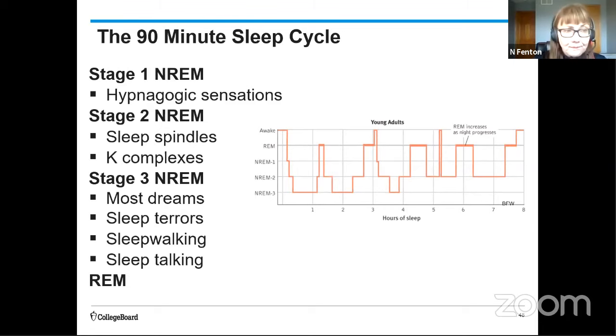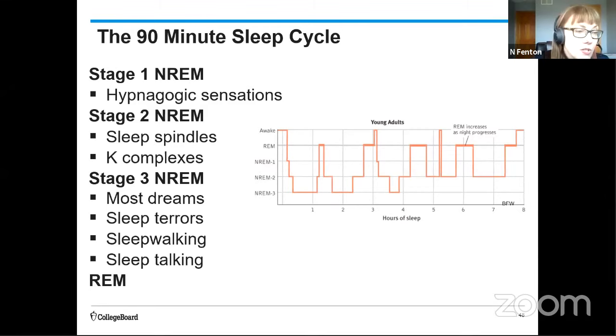During stage 1, it's a really light stage, and they call it a hypnagogic stage. You might have hypnagogic sensations where, as you're falling asleep, you experience hallucinations or maybe the sensation that you're falling. And sometimes you even have a sudden muscular jerk, and that might even wake you up. So stage 1 is very light. Stage 2 is characterized by something called sleep spindles, and these are unique brainwave patterns that represent short, rapid bursts of brainwave activity with increased frequency, and sometimes even K complexes, which are like a single extremely high spike in amplitude.